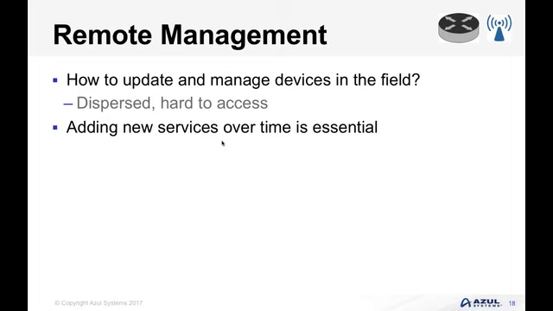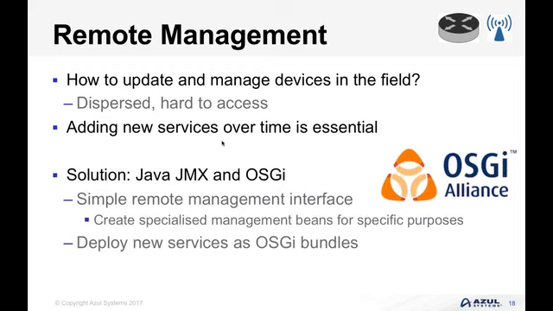Remote management. Again, this is the sort of thing where if you're deploying devices into the field and they're going to be in a factory, a shop, a house, a chemical plant, where they're difficult to get to, you need to be able to manage those devices remotely. You need to be able to update those devices with new services, new bug fixes maybe, things like that, but being able to do it remotely without having to visit every single device. So these are the sort of things that are hard to do. And again, Java provides us with a solution.